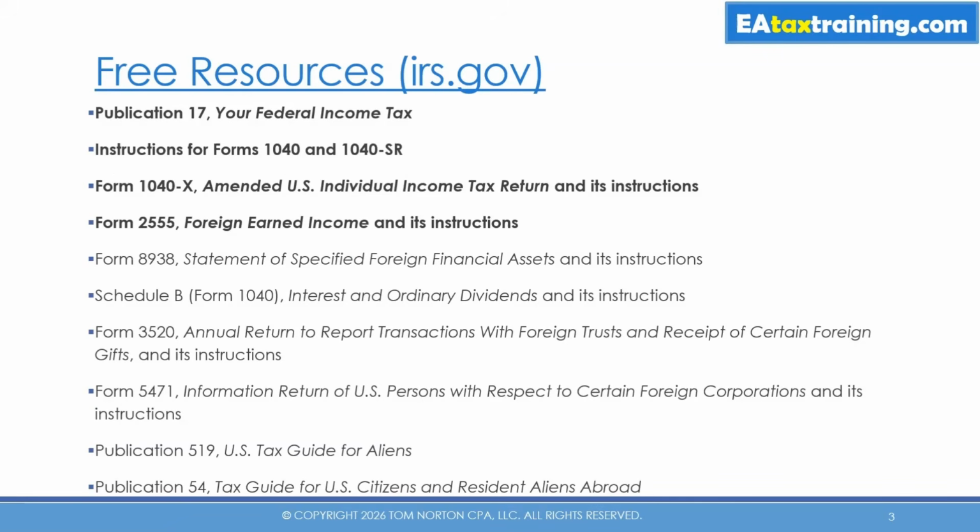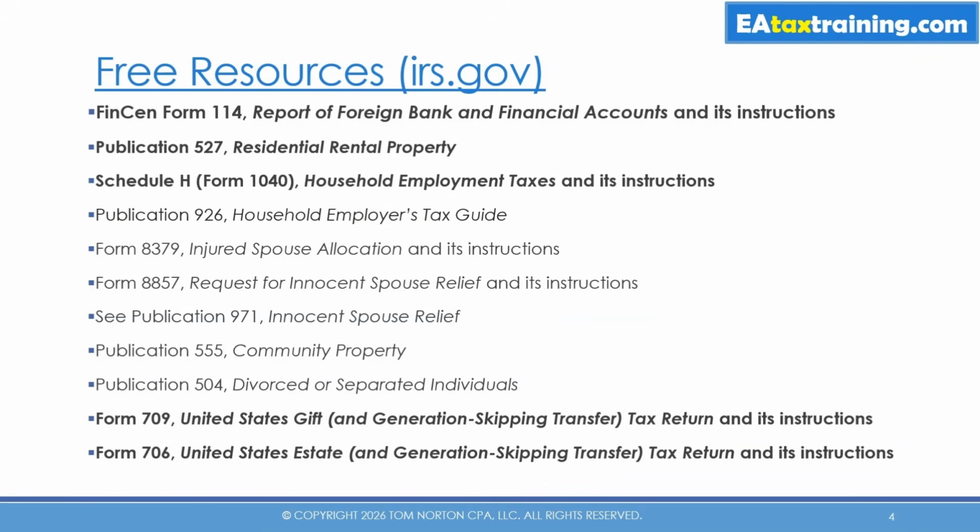Our free resources from irs.gov. Since we're covering so many topics, we've got 2 slides worth of resources in this video. Of course, we've got Publication 17 and the instructions to Form 1040. Then also we've got Form 1040X and its instructions, and Form 2555 and its instructions, with several other forms that are related to foreign income and accounts. Another of those that is highlighted is the FBAR, otherwise known as the FinCEN Form 114. You'll definitely want to get that one and check it out.